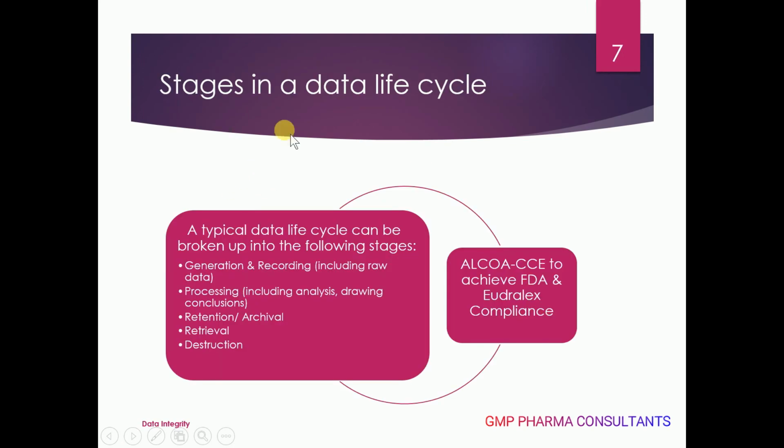There is another term which is called data life cycle. What do you mean by data life cycle? A data life cycle is the period from the generation of the data till the destruction of data. So what are the various stages in a data life cycle? First one is generation. Next one is processing, which includes analysis and drawing conclusions. And next one is archival. And next one is retrieval. And next one is destruction. So these are the various stages in the data life cycle. So this contributes to the life cycle of data.